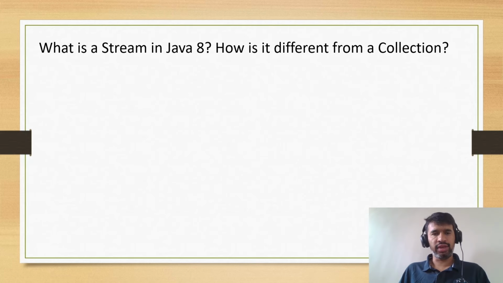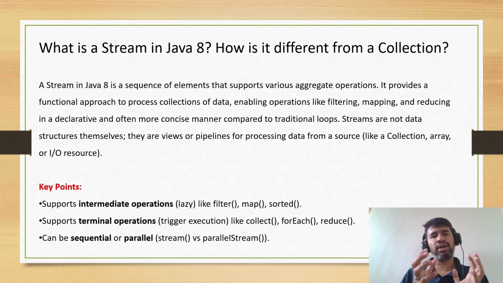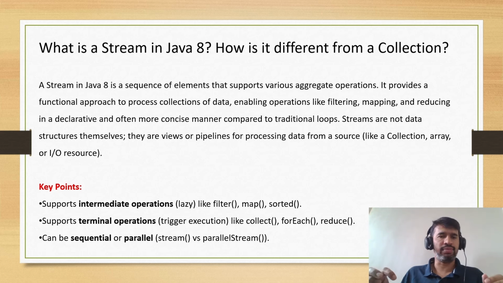What is a stream in Java 8 and how is it different from a collection? So a stream basically helps to support aggregate operations on a sequence of elements. It provides a functional approach to process a collection of data, and it enables operations like filtering, mapping, reducing in a declarative way. So it's more concise compared to the traditional loops.